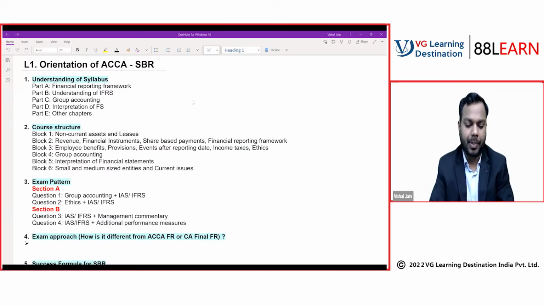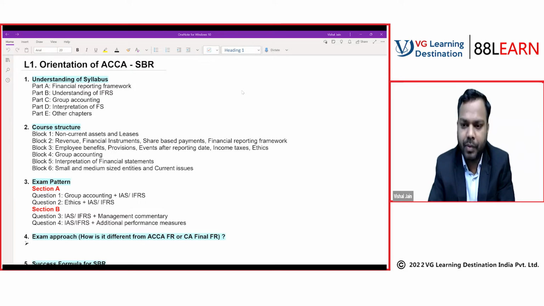Okay. Just to give a quick introduction about myself, CA Vishal Jain. I qualified as a chartered accountant back in 2017, and post qualification I was associated with KPMG India as well as KPMG Dubai, and I'm also teaching ACCA and CA final students. Okay, this is a quick introduction about myself.